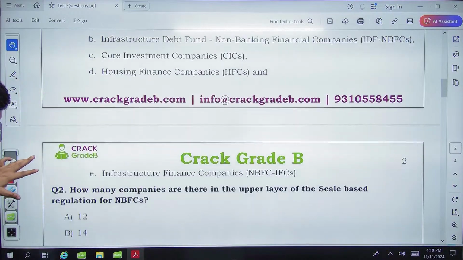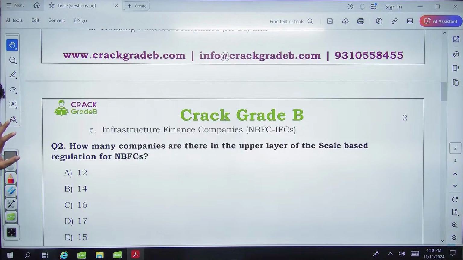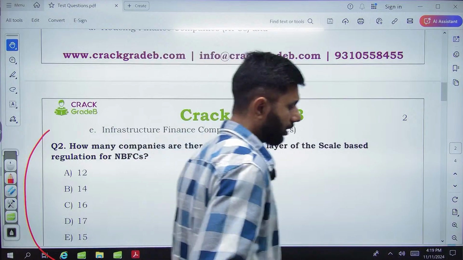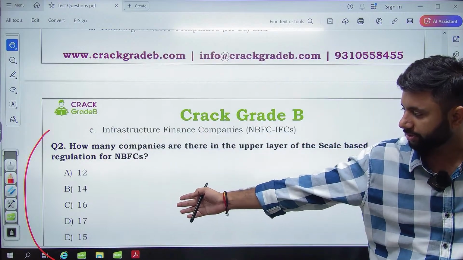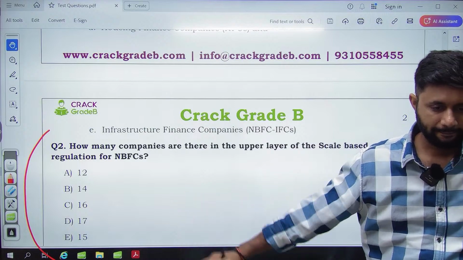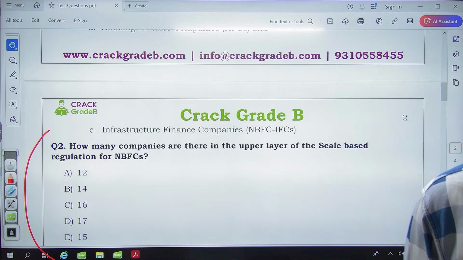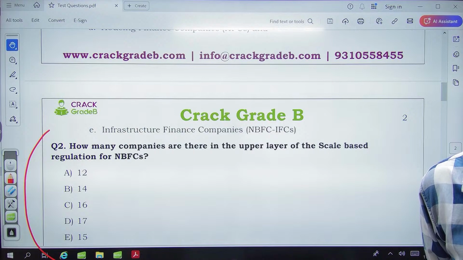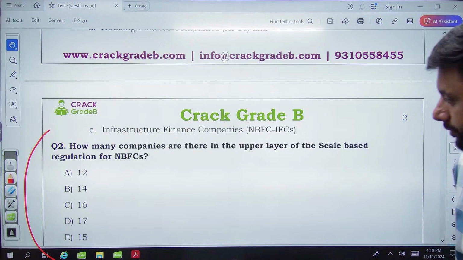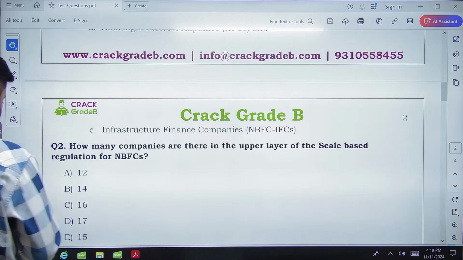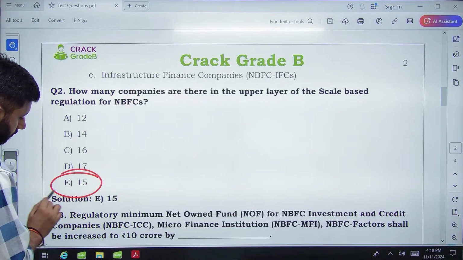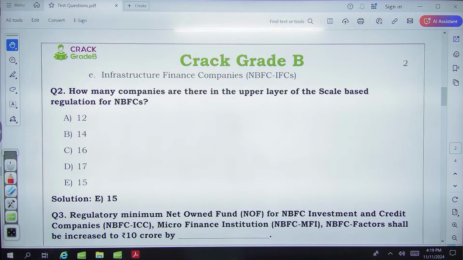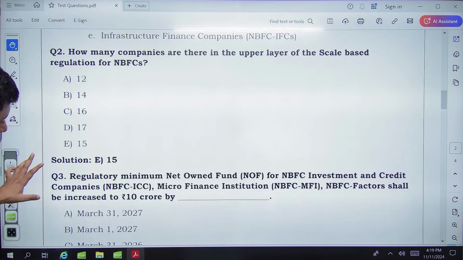Chaliye. Next is, how many companies are there in the upper layer of the scale-based regulation for NBFCs? This is the question that we've done recently. अभी हम लोगों ने discuss किया. What do you think is the correct answer? Just tell me. Easy question. 15th is the correct answer, isn't it? Chaliye. Next question.